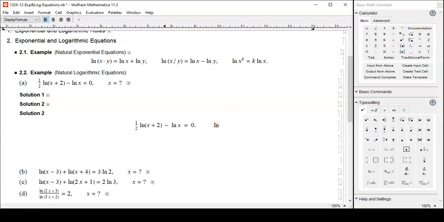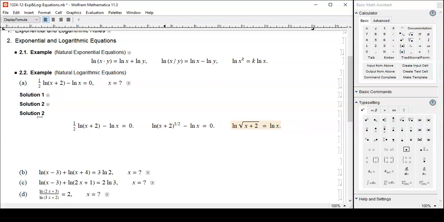So log of x plus 2, plus 2 to the 1/2 power, minus log of x equals to 0. And we get log of square root of x plus 2 equals to log of x, and so on and so forth.